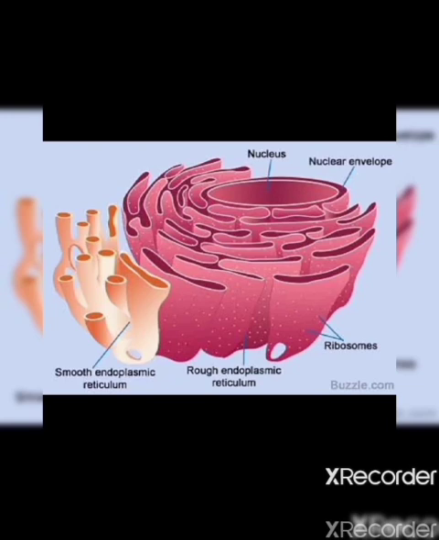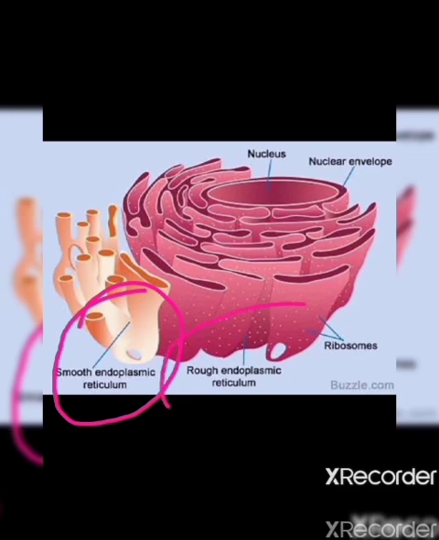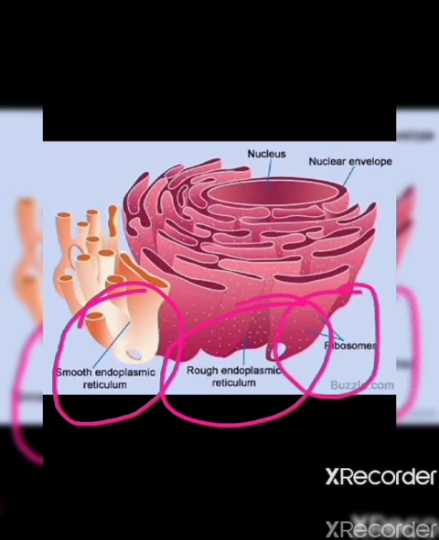Class, there are two types of endoplasmic reticulum. One is smooth endoplasmic reticulum. You can see in this figure, this is the smooth one. And the second one is rough endoplasmic reticulum. You can see in the figure. When ribosomes are attached to the endoplasmic reticulum, then it is known as rough endoplasmic reticulum. Now, what are the functions of that? They are a supportive framework for the cell and they help in synthesis and transport of proteins and fats.